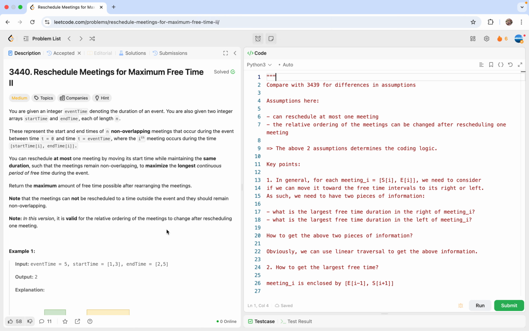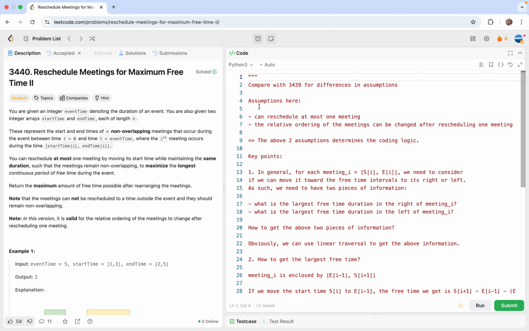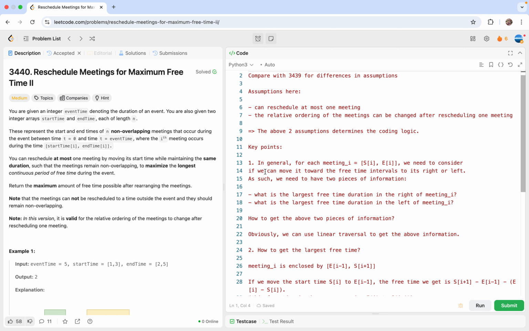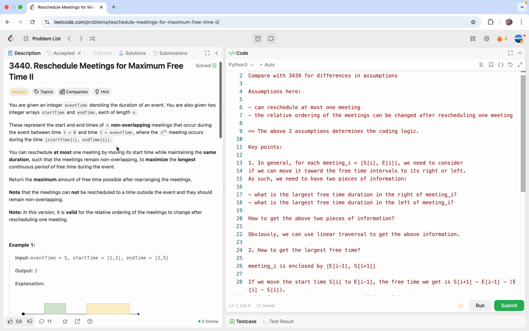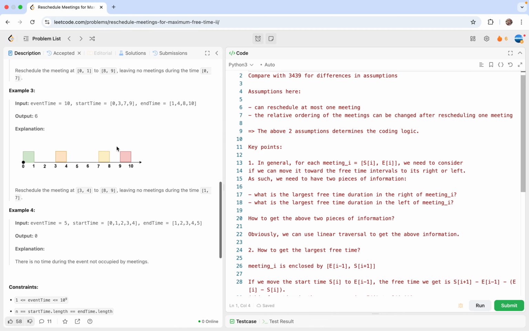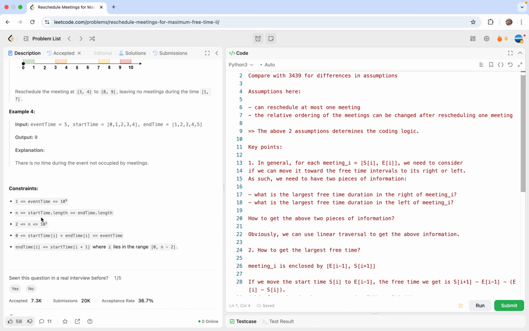Let's have a look at problem 3440, reschedule meetings for maximum free time. This is the second of this series of problems. So you can compare this problem with problem 3439 for differences in assumptions. For convenience, I wrote here some of the key points. I'm not going to read through the problem statement and also the constraints.